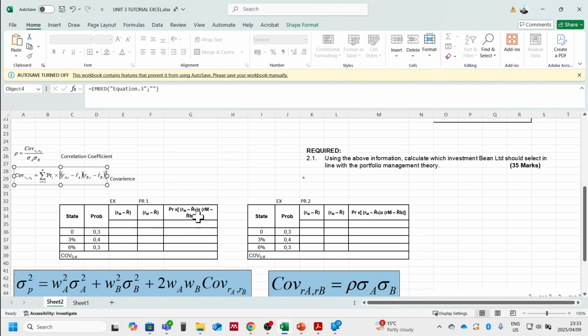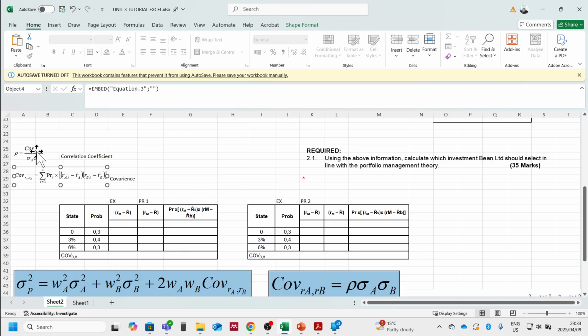whether the two assets actually move in the same direction or in the opposite direction. So if the covariance is positive, it means that they move in the same direction, and if it is negative, it means that they move in the opposite direction.